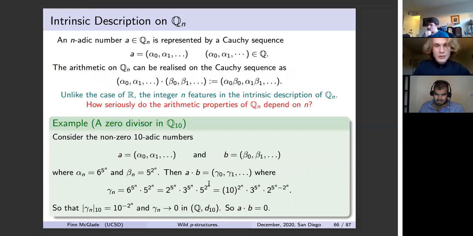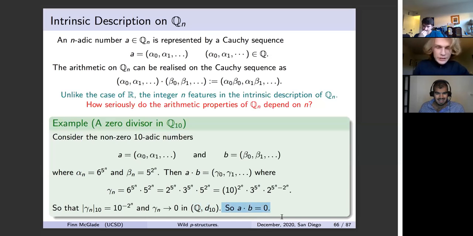But we can see what happens when we multiply them. So when we do a times b, the nth entry is gamma n, which is alpha n times beta n. So that's 6 to the 5 to the n times 5 to the 2 to the n. You can do some rearranging, split up the 6 as 2 times 3. You get a 10 out the front, and then you get an integer which is not divisible by 10. So if you use your formula for the 10-adic absolute value, you find that the 10-adic absolute value of gamma n is 10 to the minus 2n. There's a 2n here, and so I negated it. And so this is converging to 0 in the metric space Q relative to the 10-adic metric. So that tells you that a times b is 0.